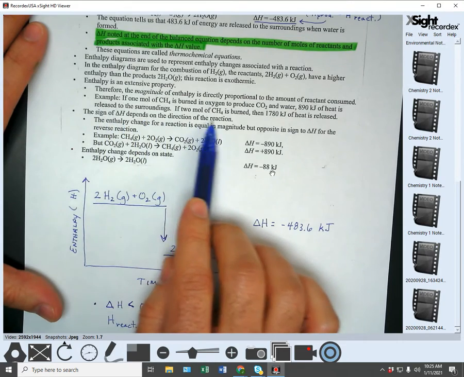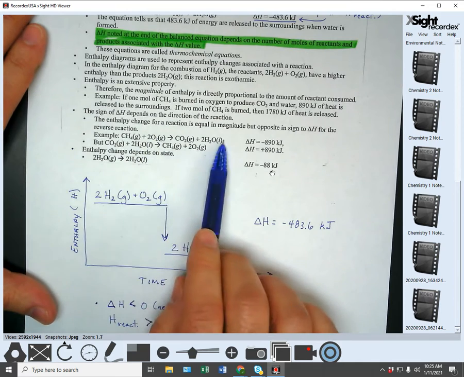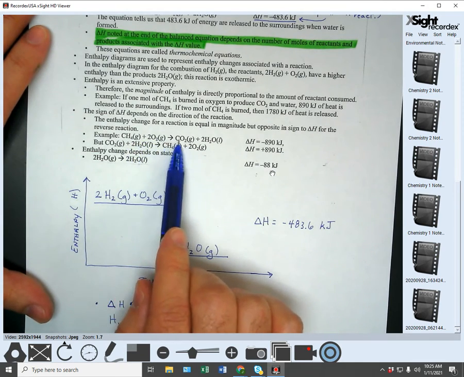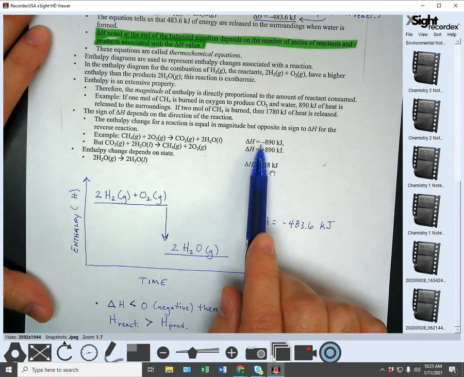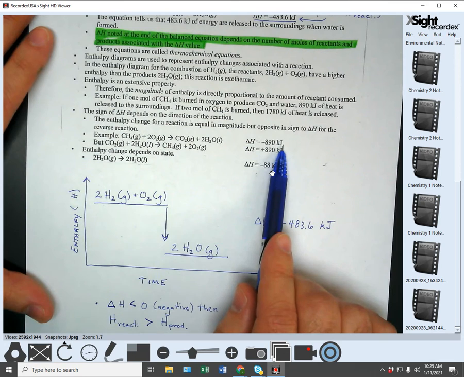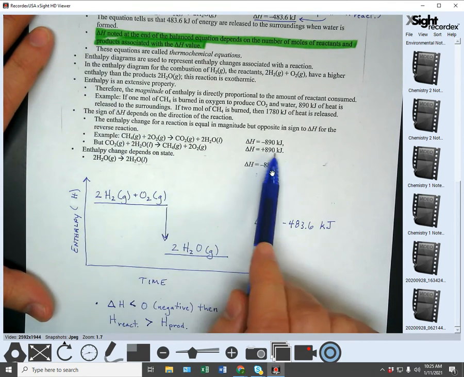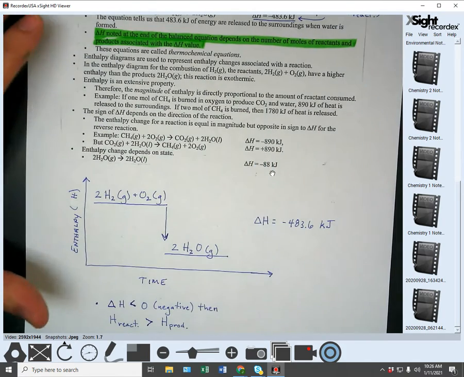But the sign of the delta H depends on the direction of the reaction. So if we've got CH4 gas plus 2O2 gas yields CO2 gas plus 2H2O liquid, then we've got delta H equals negative 890 kilojoules. If you flip the equation around, flip the reactants and the products, you get the same amount, but the opposite sign. Your delta H now becomes positive.